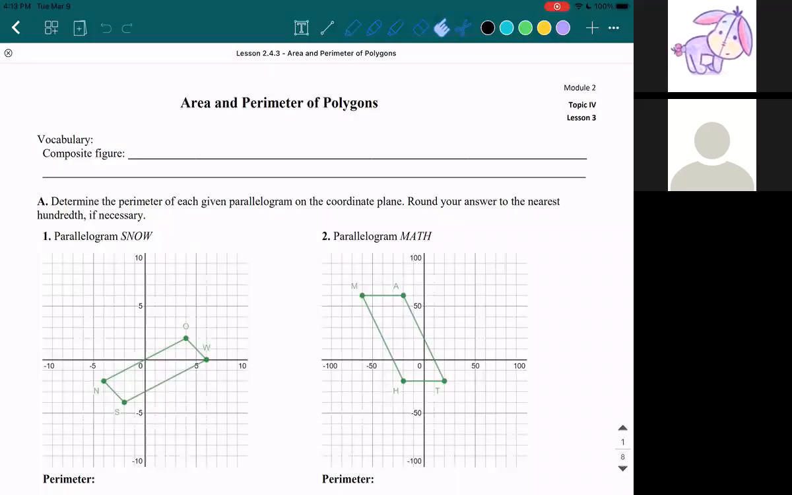All right, welcome to lesson 2.4.3, area and perimeter of polygons. Let's start off with a definition.